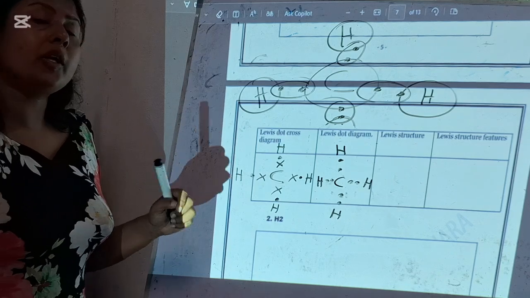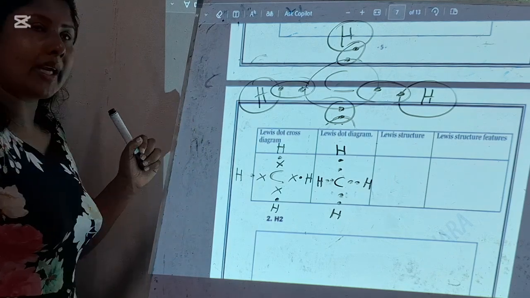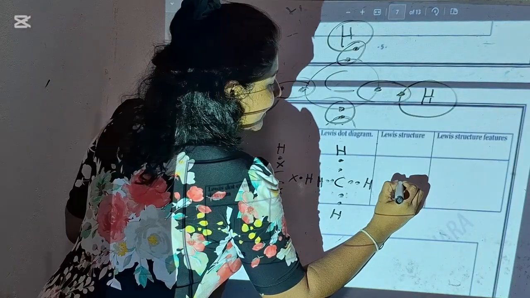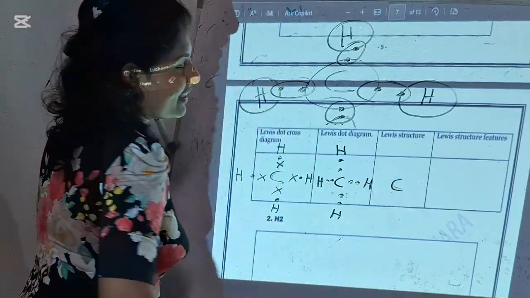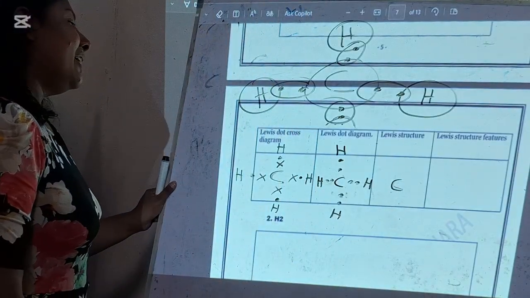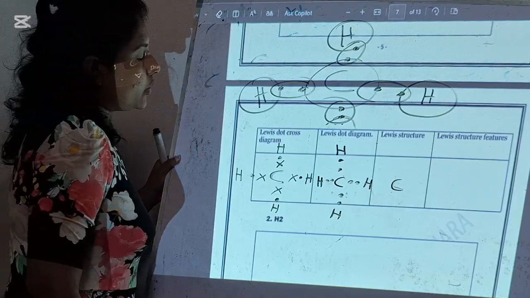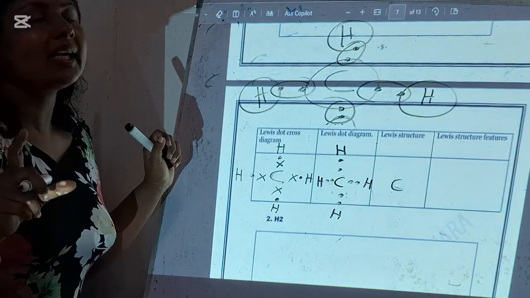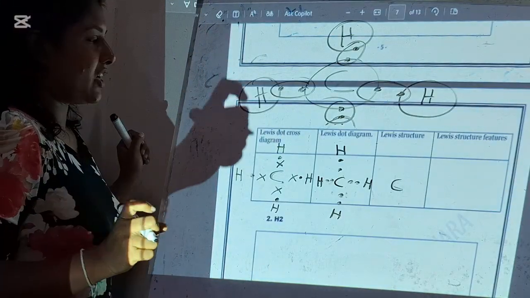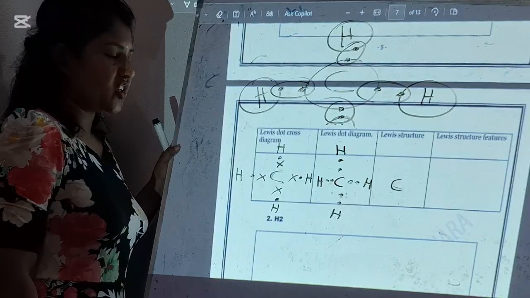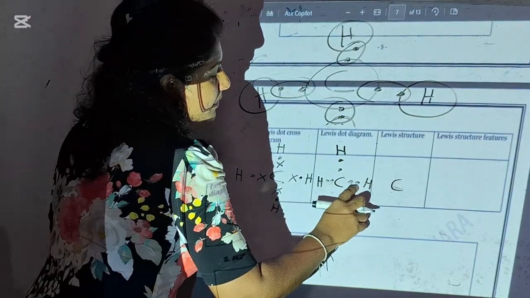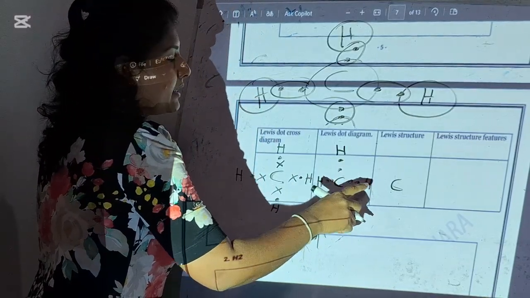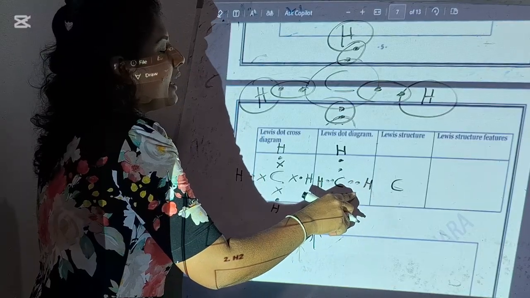Then the most important part is the Lewis structure. How to get the Lewis structure for methane? Draw carbon in the middle. That is carbon. Then for each and every bond, take a dash. This is a bond, no? One of the electrons is contributed by carbon, the other one is contributed by hydrogen.